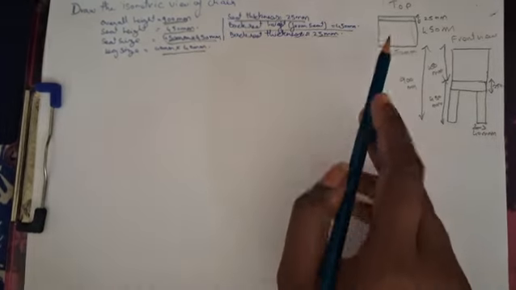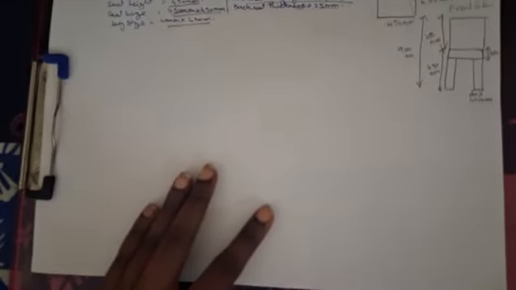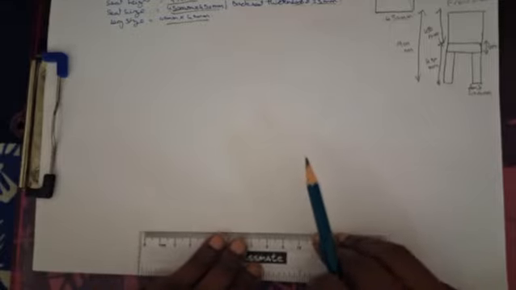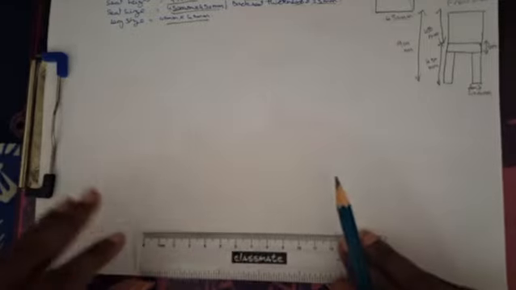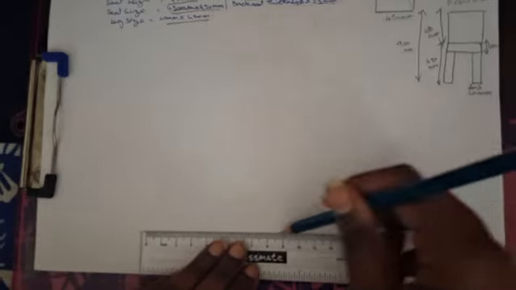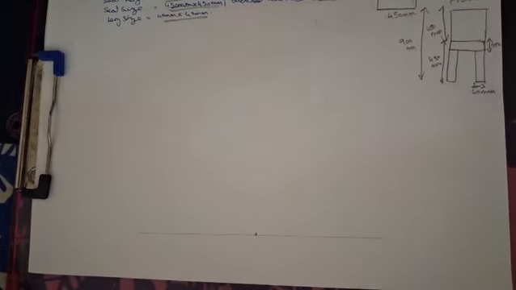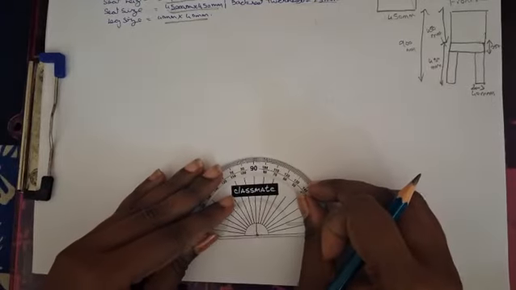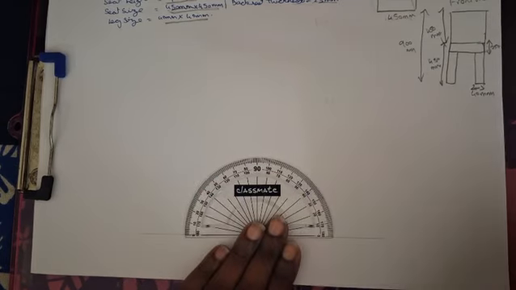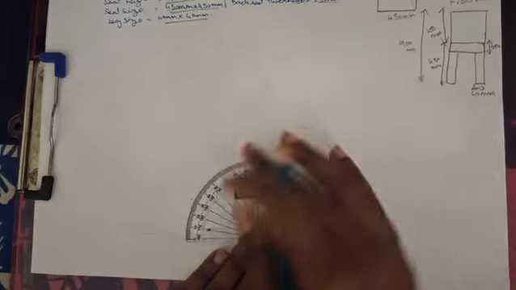Okay. First, we need to draw a rough diagram. After drawing the rough diagram, let me start drawing the isometric view of the chair. So, we all know while starting we have to start with the baseline, a horizontal baseline which should be drawn very straight. I am marking a point and marking 30 degrees on either side.